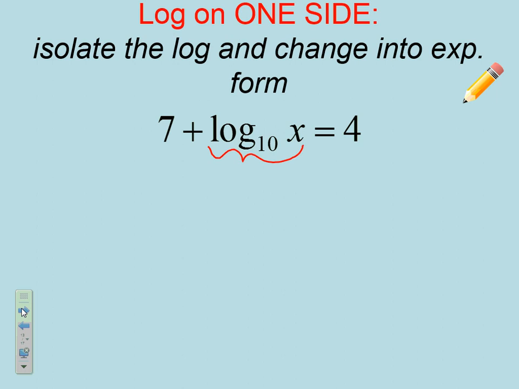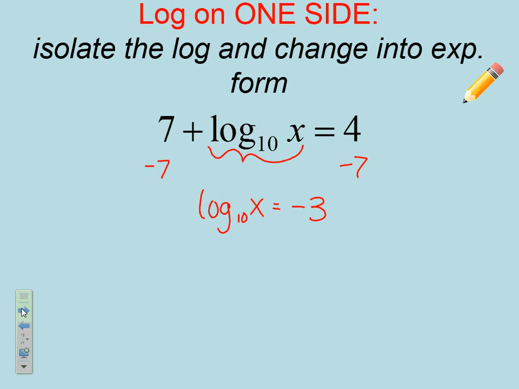See that 7 that's in front being added to the log there? We need to undo that. We need to get rid of that. So I'm going to subtract 7. I'd have log base 10 of x equals 4 minus 7. That's negative 3.